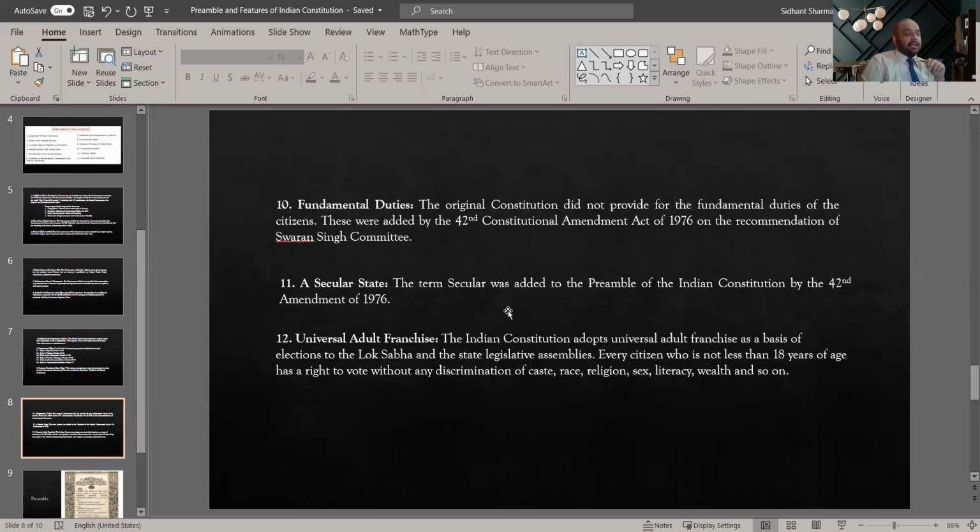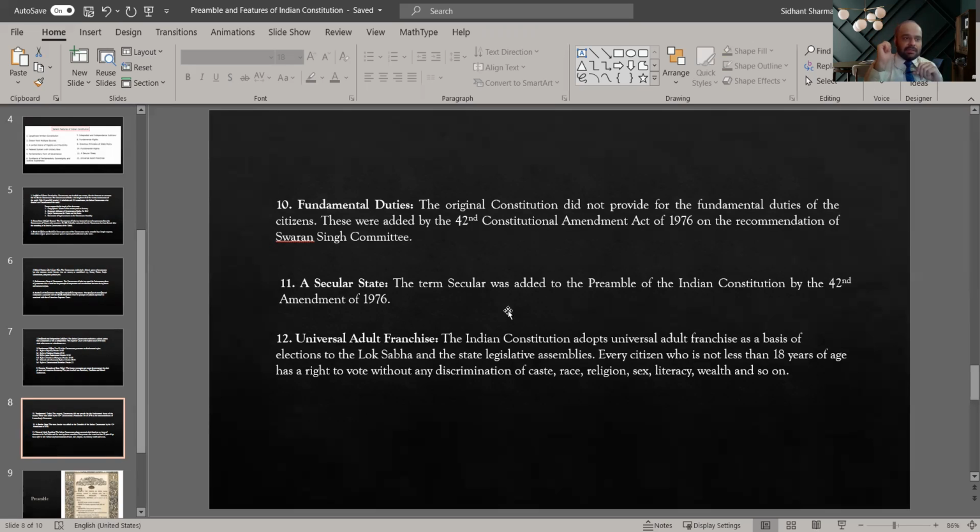The original constitution did not establish a secular state, although we never discriminated against any religion. But the word secular was mentioned in the amendment, 42nd Amendment of 1970, in the Preamble of the Indian Constitution.